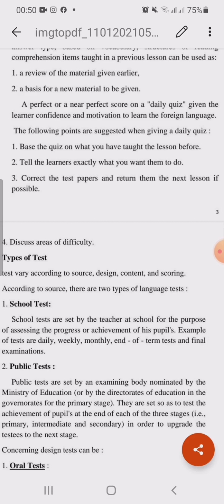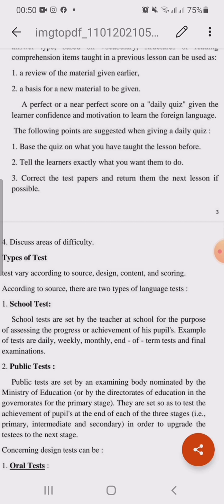A perfect or a near perfect score on a daily quiz gives the learner confidence and motivation to learn the foreign language، يعني الدرجة الكاملة أو شبه كاملة على اختبار يومي تحفز المتعلم حتى يتعلم اللغة الثانية.